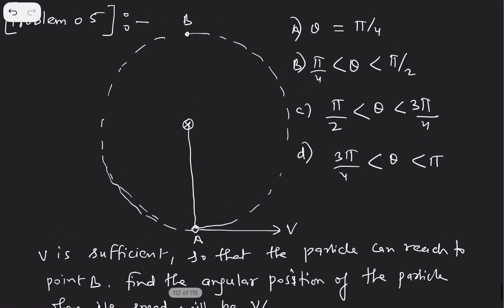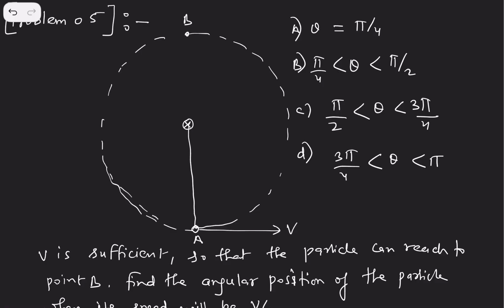So the velocity should be needed how much, root 4gl only. Okay, but actually that is not the case. Why? Because here it is a string plus bob combination, and if you want to send it up to this maximum height, that means at point B, there is no way other than that your velocity should be more than or equal to root 5gl. Otherwise it can't go.